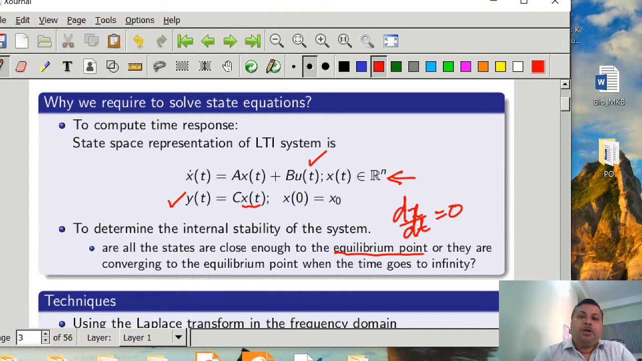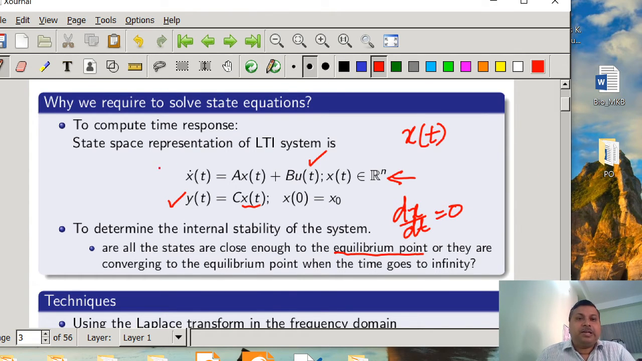So there will be no dynamicity in the states. I will discuss this point definitely, but at this moment it is very important to understand that once we solve this set of differential equations, then only will we come to know x(t). Once we know x(t), then only can we see whether all the states of the system converge to the equilibrium point as time goes to infinity, or whether they are close enough around the equilibrium points or not.